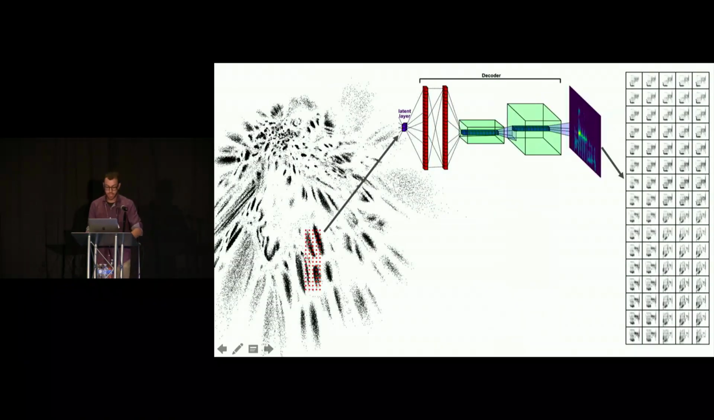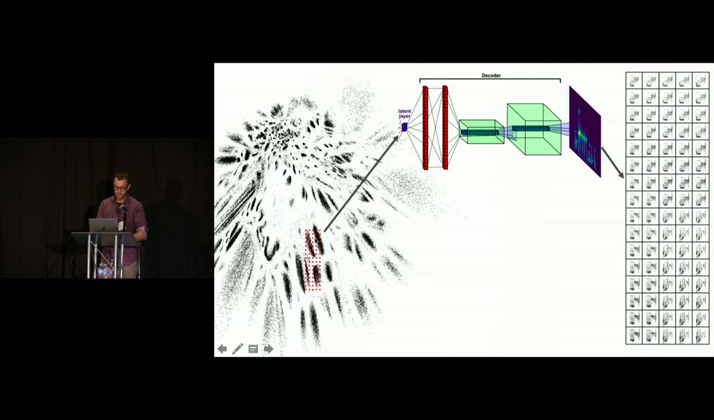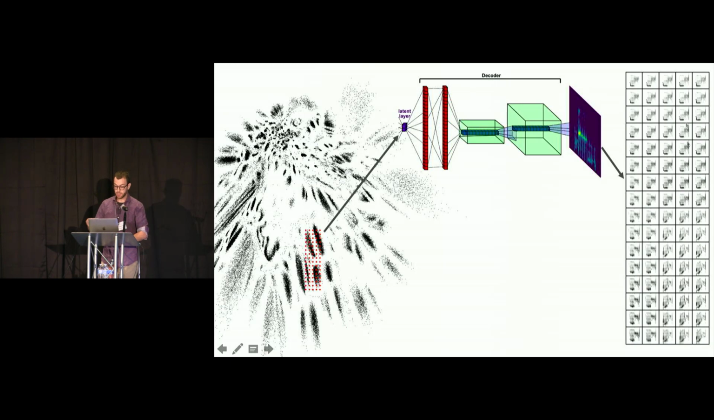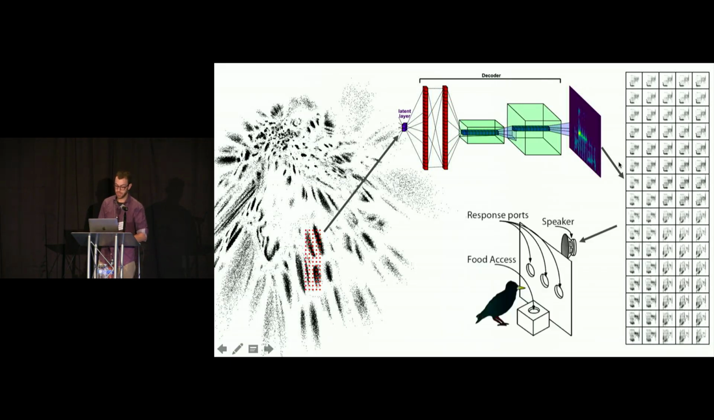And then we can continuously sample from this space. So we just sample these red dots, pass them through the decoder of the network, and produce these kind of smoothly varying syllables, which we can then translate back into audio waveforms and play back to the birds in our operant conditioning apparatuses. So I should mention here that the actual neural network that we're using is a variational autoencoder with 64 latent dimensions. This is from a different project, just to help you visualize this.